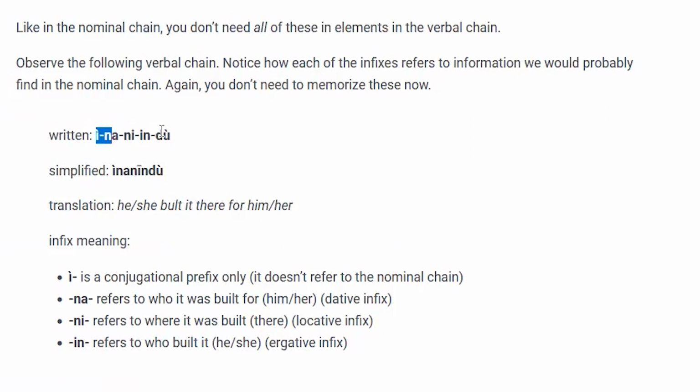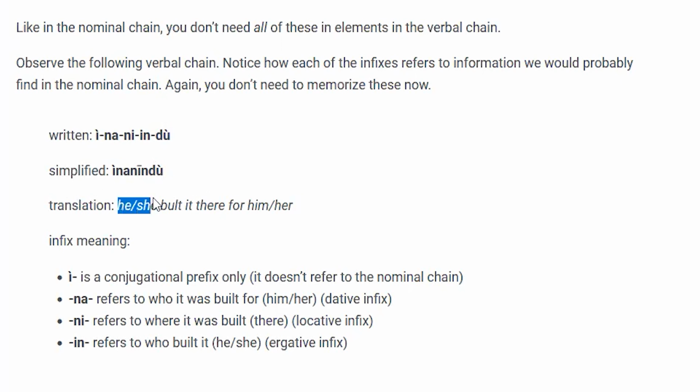Observe the following verbal chain. Inani indu. Notice how each of these infixes refers to information we would probably find somewhere in the nominal chain. But again, we don't need it if it's already in here and it's obvious from the context or some other way. If this is too hard on the eyes, it's really just trying to tell us this. Ina indu. He, she built it for him, her.